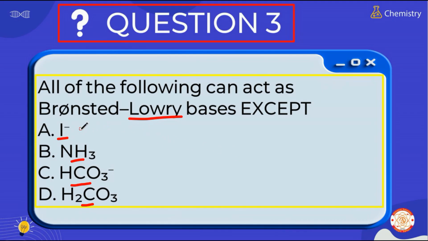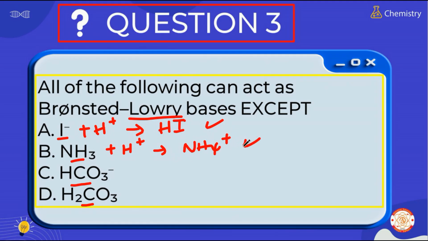So let's begin from this. So iodide ion can accept hydrogen plus, right? To form hydrogen iodide. So this acts as what? As a base. Because we have already defined Bronsted-Lowry bases as substances that accept protons, right? Alright. And ammonia can also accept a proton because it forms what? Ammonium ion. So this also acts as what? As a Bronsted-Lowry base.